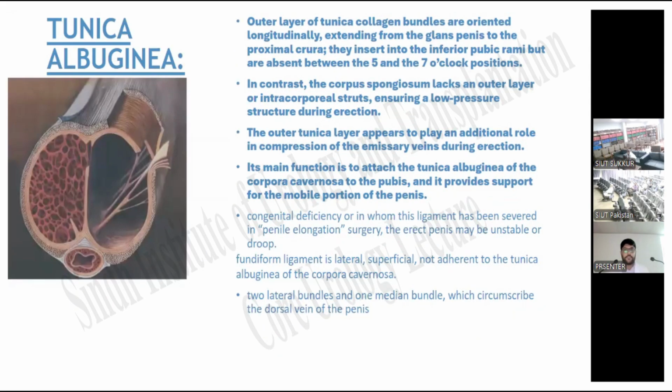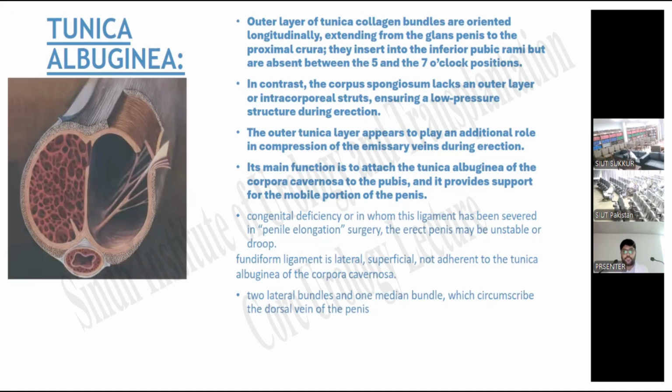Tunica albuginea. In the outer layer of the tunica, collagen bundles are oriented longitudinally, extending from the glans penis to the proximal crura. They insert into the inferior pubic rami but are absent between the 5 and the 7 o'clock position. In contrast, the corpus spongiosum lacks an outer layer or intracorporeal struts, ensuring a low pressure structure during erection. The outer tunica layer appears to play an additional role in compression of the emissary vein during erection.